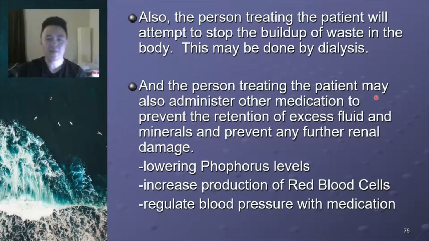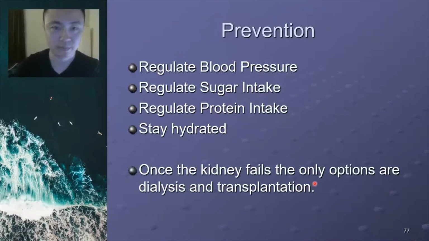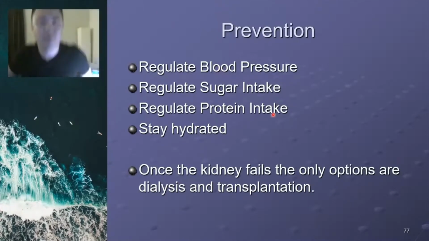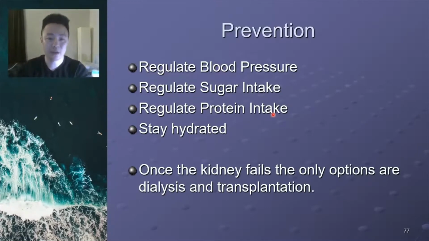Now, the person treating the patient may also administer other medications to prevent the retention of excess fluid and minerals and prevent any further renal damage: lowering phosphorus levels, increasing production of red blood cells, and regulating blood pressure with meds. Now, prevention here is through blood pressure regulation, sugar intake regulation, protein intake regulation, and even staying well hydrated. Once a kidney fails, the only option is dialysis or a kidney transplant.